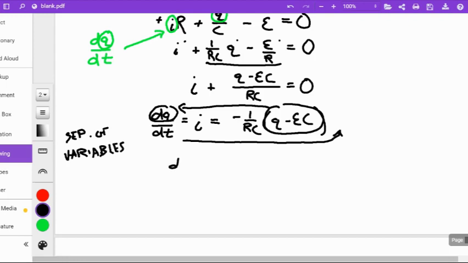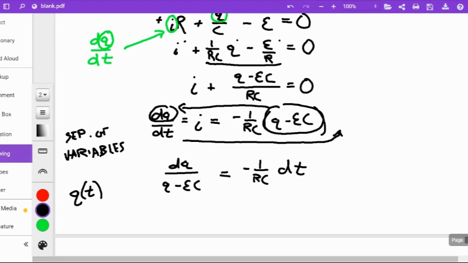So I'm going to end up with dq over q minus that is equal to negative 1 over RC times dt. This is something you can do in calculus: you can split up the dq dt into two parts and treat them like algebraic symbols. Now we basically have our differential equation: a dq on the left, a dt on the right, and you want to solve for q. So q is going to be a function of t.